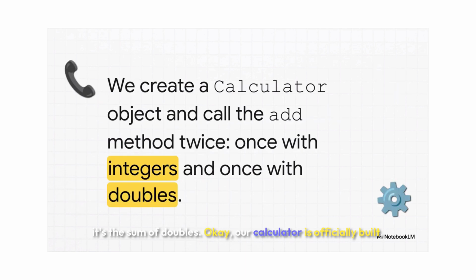Okay, our calculator is officially built. Time to fire it up and see what it can do. So, in our main program, we create a new Calculator object. Then, we call the add method twice. The first time, we give it two integers, 5 and 10. The second time, we give it two doubles, 2.5 and 3.7. See? Same method name, totally different types of data.